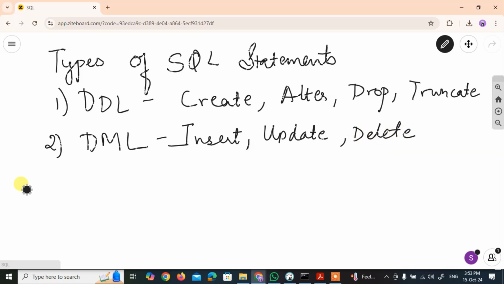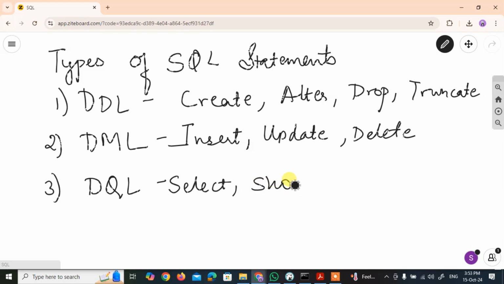Next, we will understand the third type that is called the DQL, that is the data query language. Now when we talk about data query language, we have commands like select, show and help. So these are the different DQLs that are available.